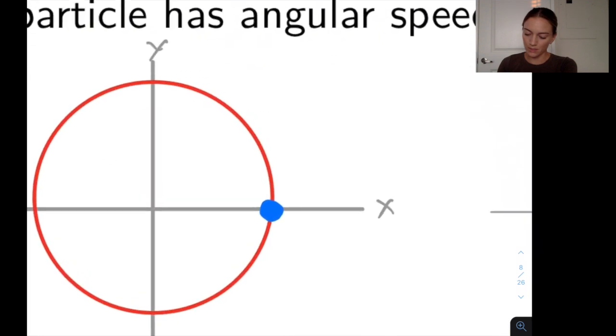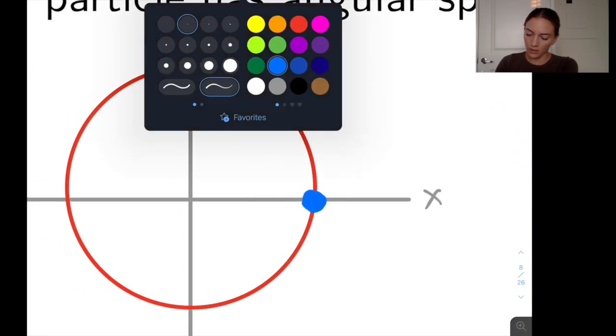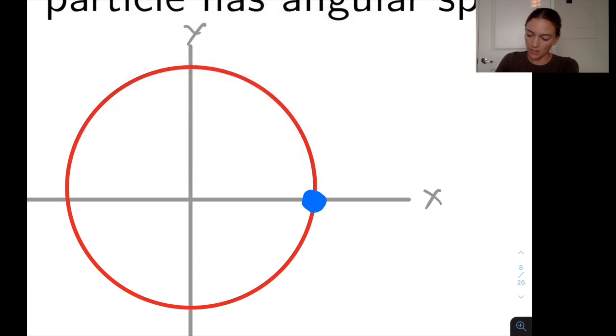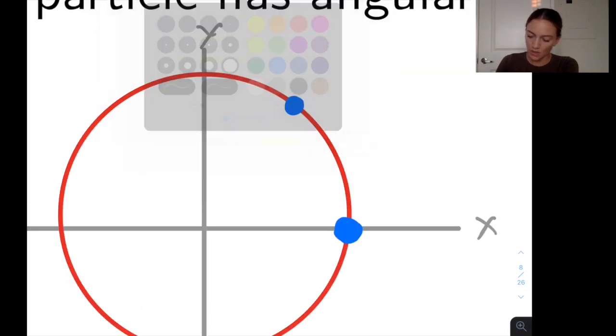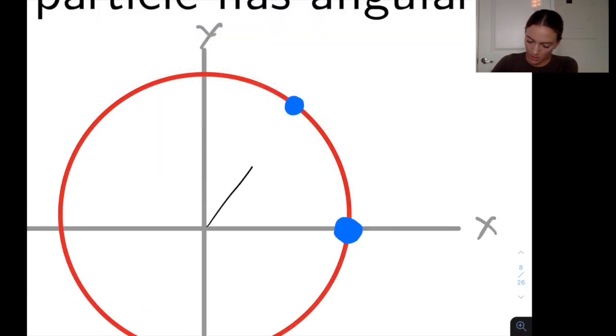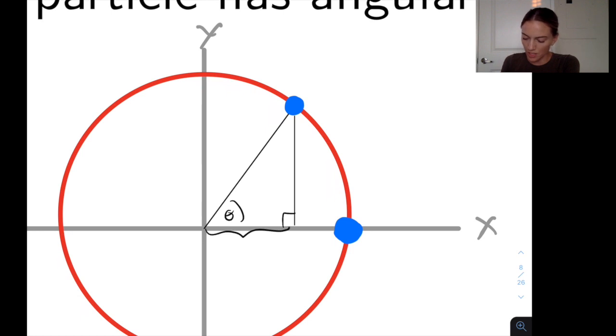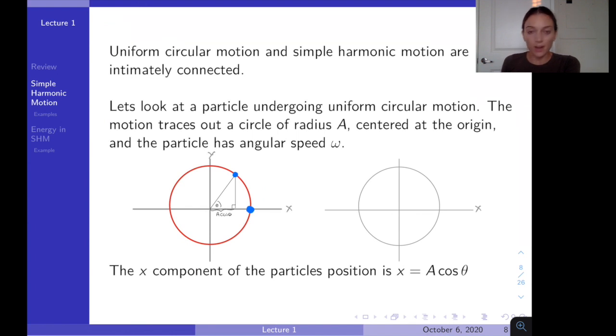So what's the x component? Well, let's say our particle moves up here. So let's say it's now moved up here. So the x component, we've got a triangle here. Got a right angle there, and then we've got some angle theta here. So we can see right away that our x component is going to be this adjacent side here, and the adjacent side gets cosine. So our x component of the position is just A times cosine theta.